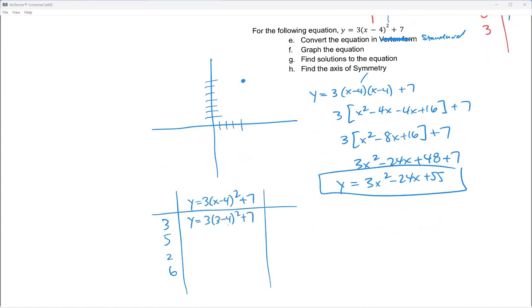-1, -1 squared is 1. 1 times 3 is 3. Plus 7 is 10. That means that if I plug in 5, it's also going to be 10. So 3, 10. So 8, 9, 10. It'll be right here. And it'll be right here.